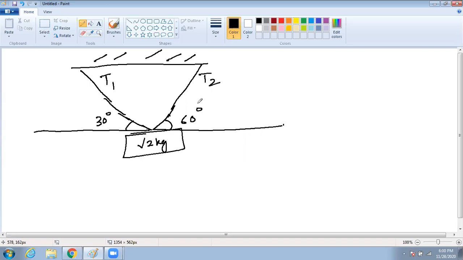So same here. You have to find tension. What is the value of T1 and the value of T2? All of you just try to do the same: break into components, try to balance the forces, and then make an equation. Same thing, whatever we did.